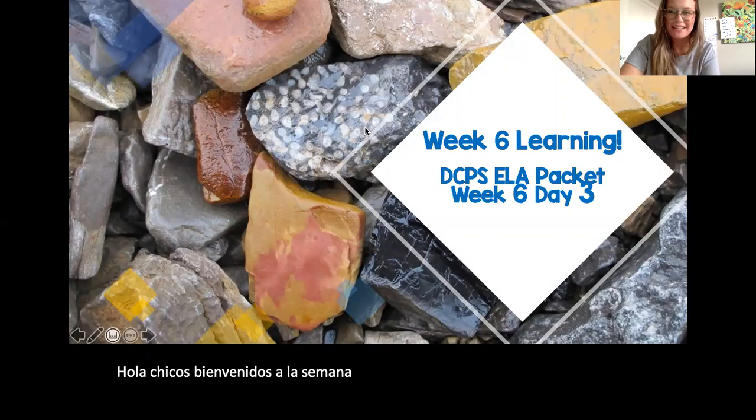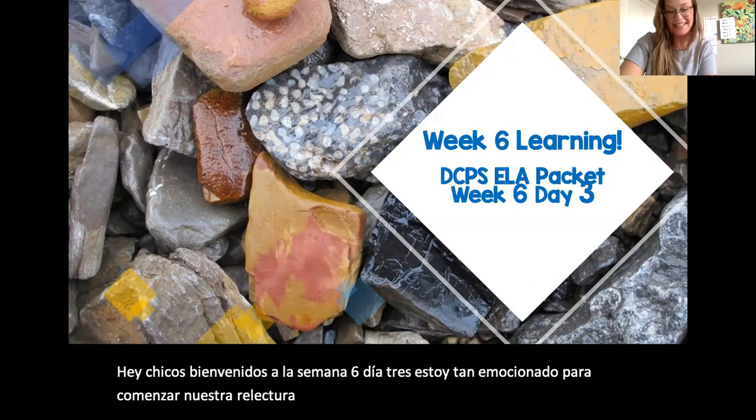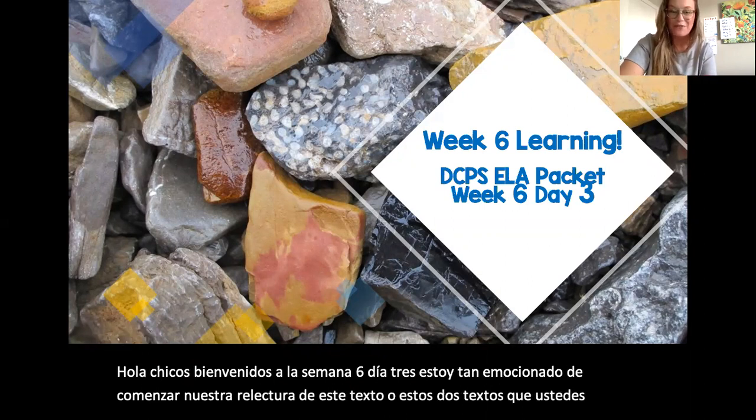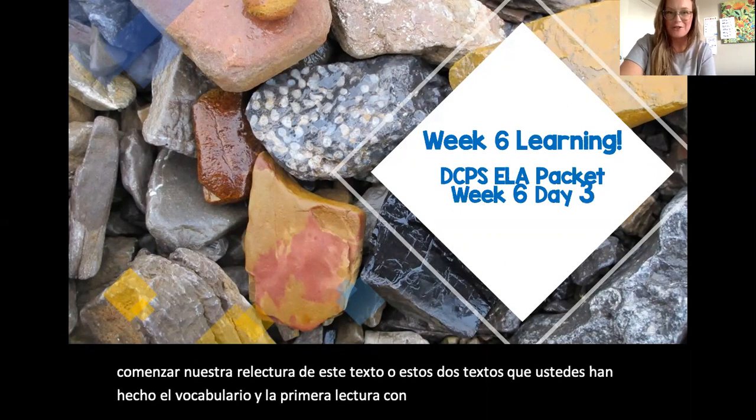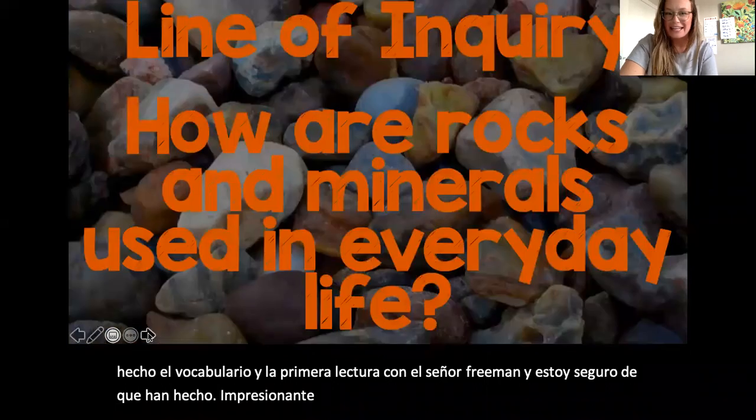I am so excited to start our reread of this text, or these two texts. You guys have done the vocab and the first read with Mr. Freeman, and I'm sure you've done awesome. You guys are experts by now, so let's get into it.